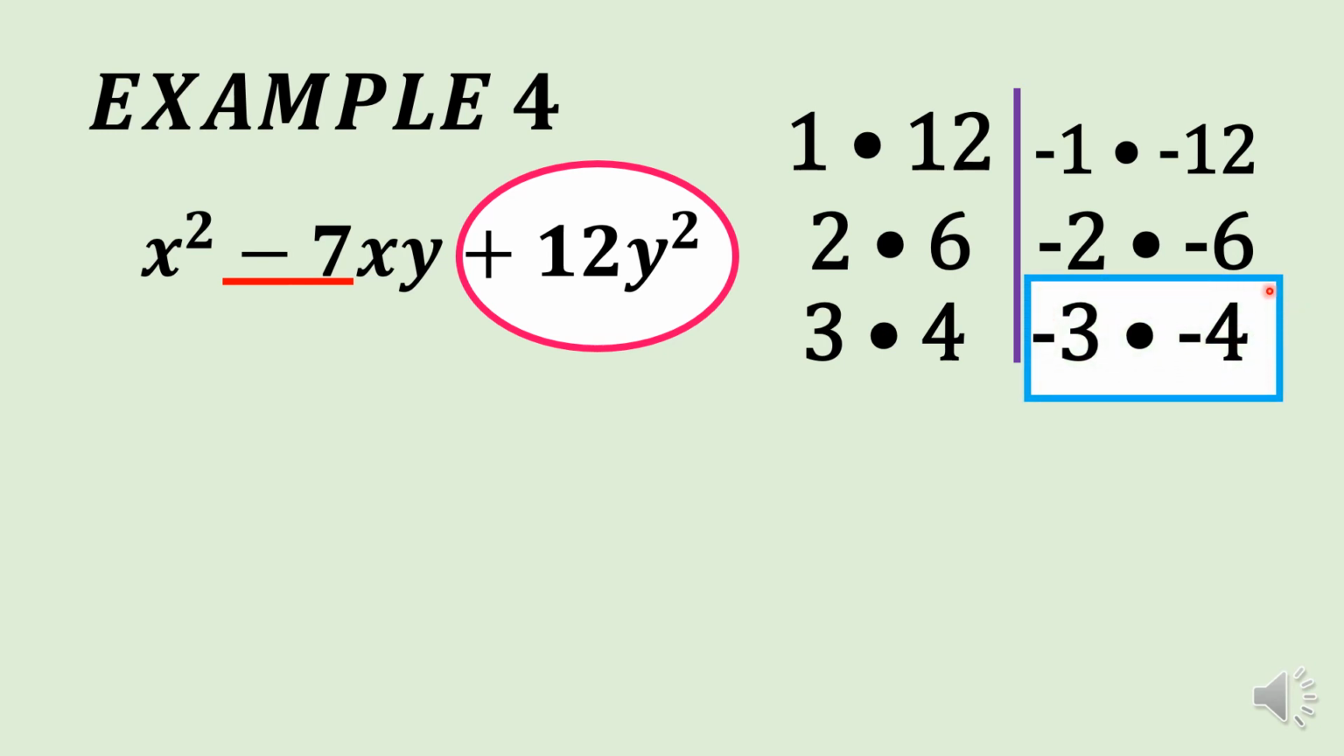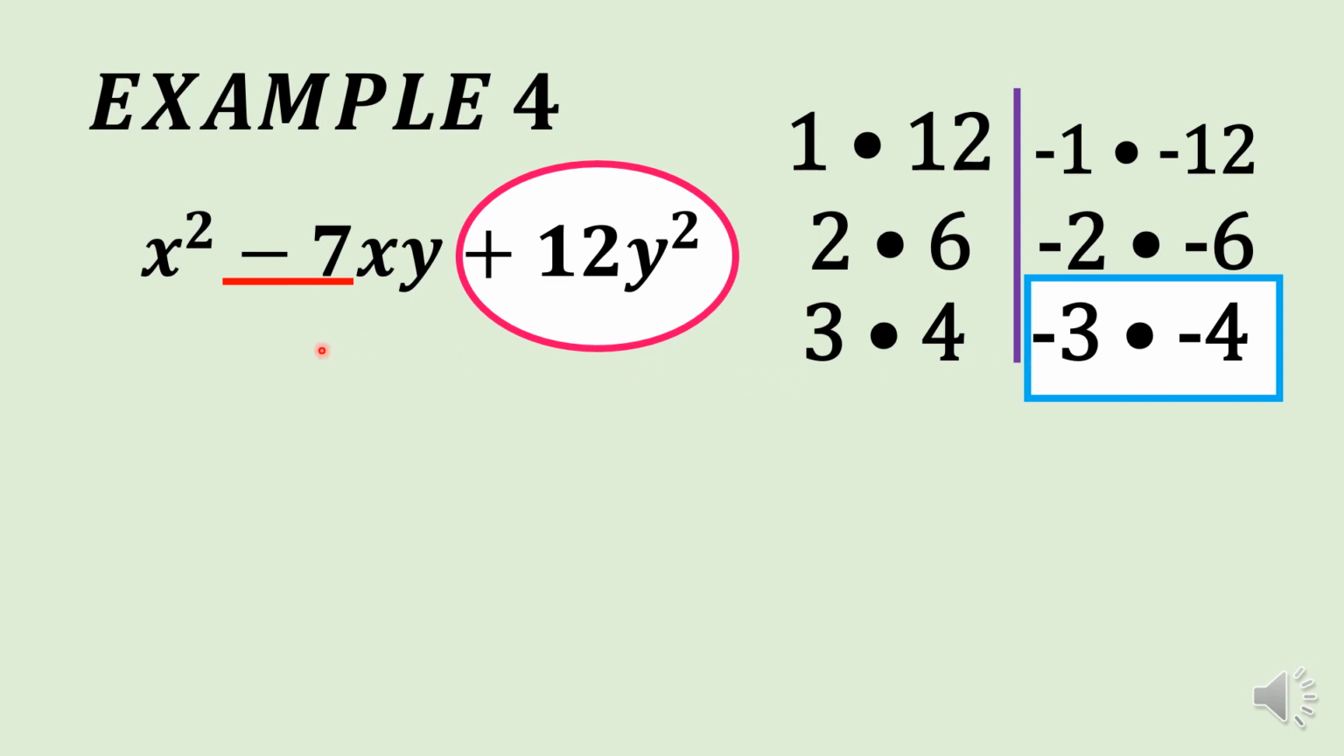Kapag pinag-plus natin yung negative 3 at saka negative 4, they are like signs. So, you have 4 plus 3, that is 7, and then copy the sign. So we have negative 7. So ang hinahanap natin ay negative 3 and negative 4.